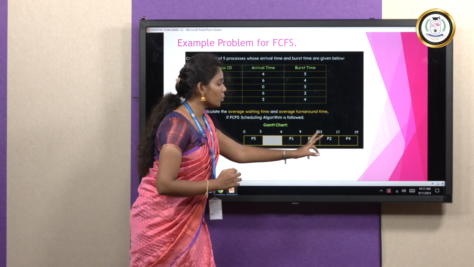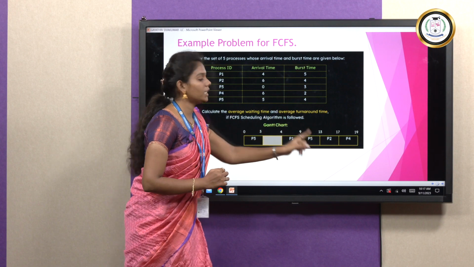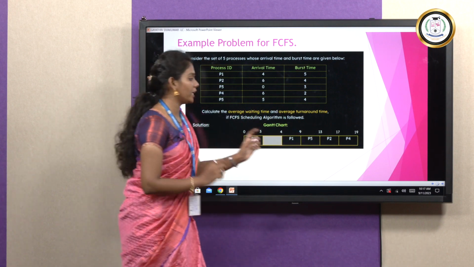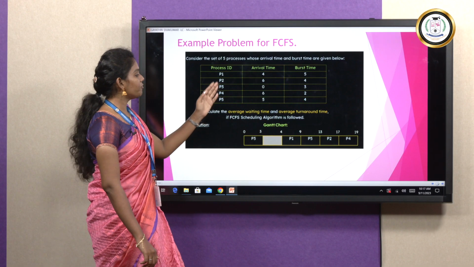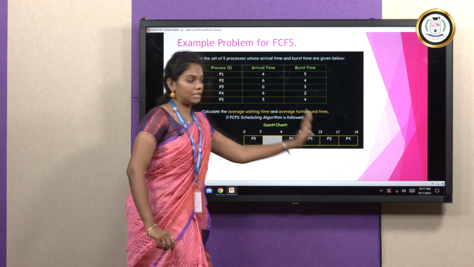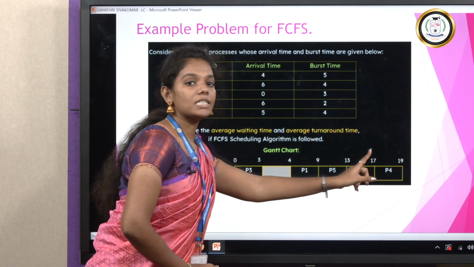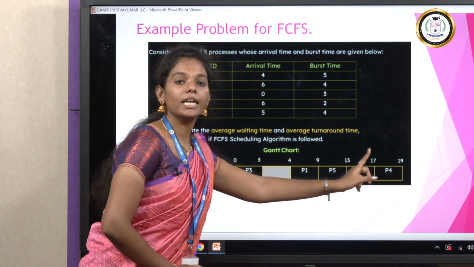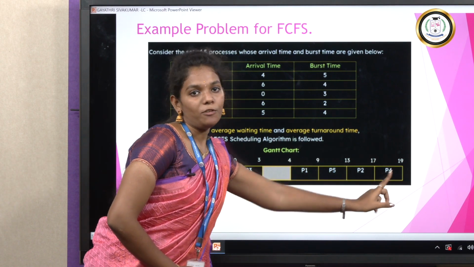It starts at the unit time of 13, and the burst time of P2 is 4, so 13 plus 4 is equal to 17. P2 will start at 13 and end at 17. The leftover process is P4, which will occupy the CPU last. P4 has a burst time of 2, so it will start at 17 and end at 19.